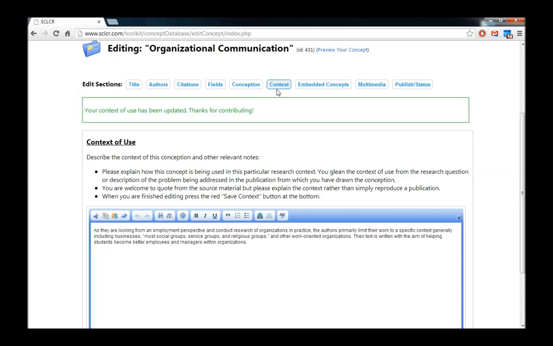And in this way, the concept database doesn't just provide one single definition for organizational communication, but instead helps us to understand the very different approaches that different scholars have taken over the course of history.